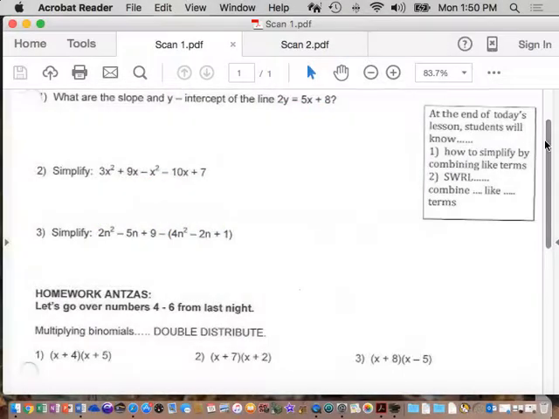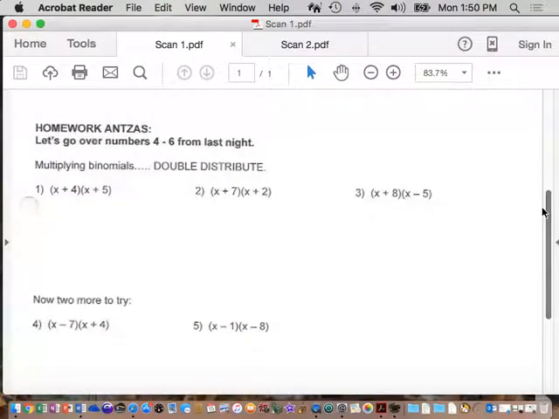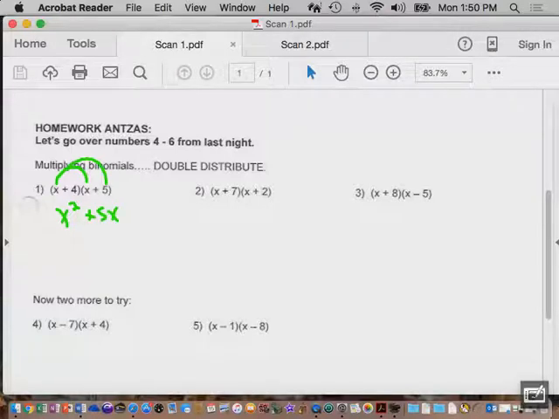And now we get to the last point of the event. And the last point of today is the new stuff for today, which is what we call double distribute. What I'm going to do is, in my mind, I'm going to cover up the 4, and I'm just going to distribute the x. What is x times x? X squared. And what's x times 5? Guys, x times 5. 5x, positive 5x.